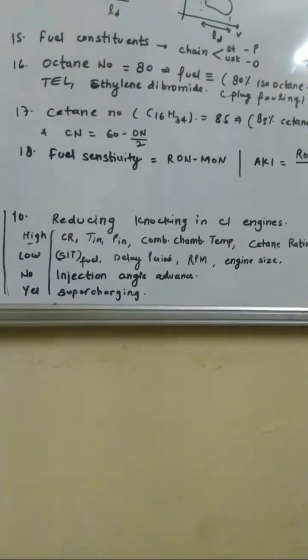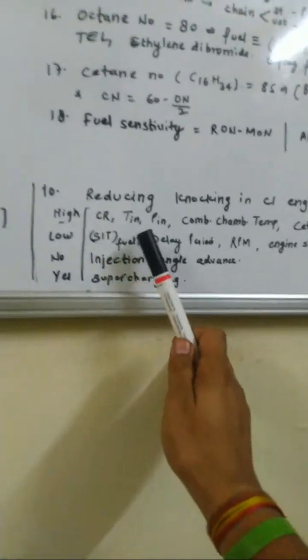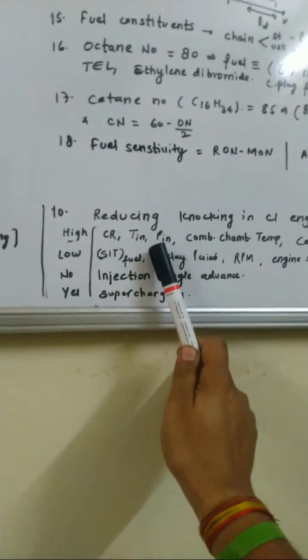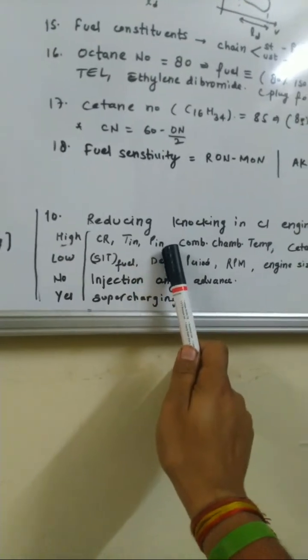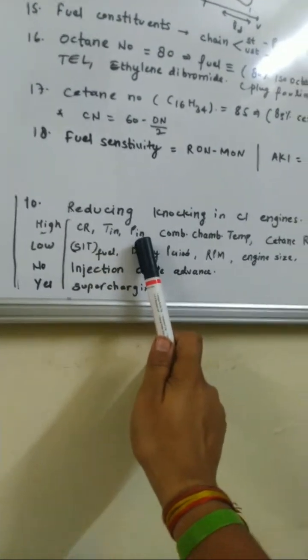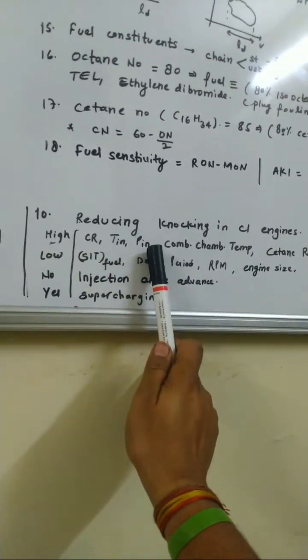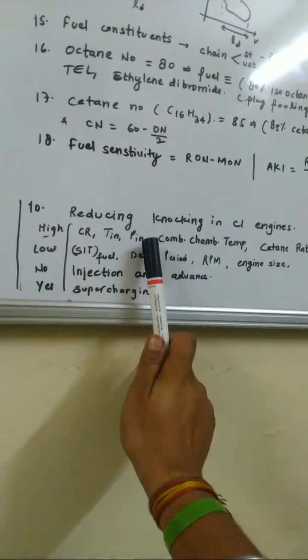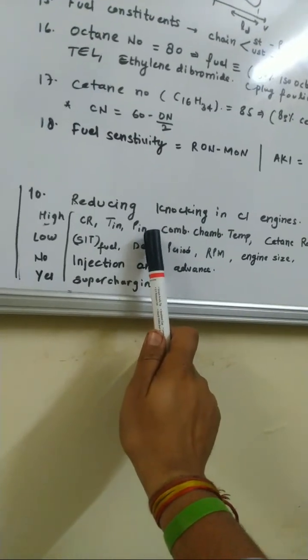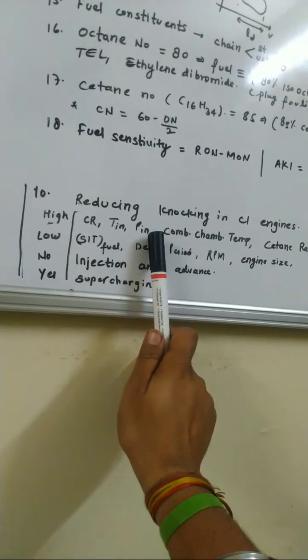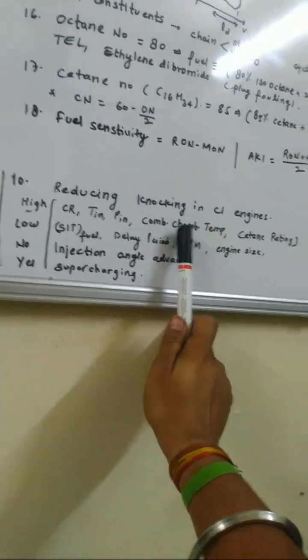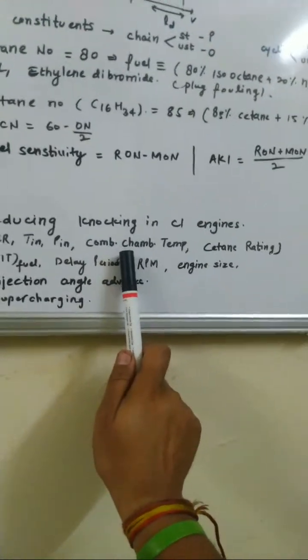Inlet temperature, inlet pressure, this should be high. That is why we use the supercharger or turbocharger in diesel engine, and there that is efficient. Because if inlet temperature and inlet pressure will be high, that will improve the efficiency as well as the knocking tendency will be reduced. Combustion chamber temperature, if it is high, no problem.